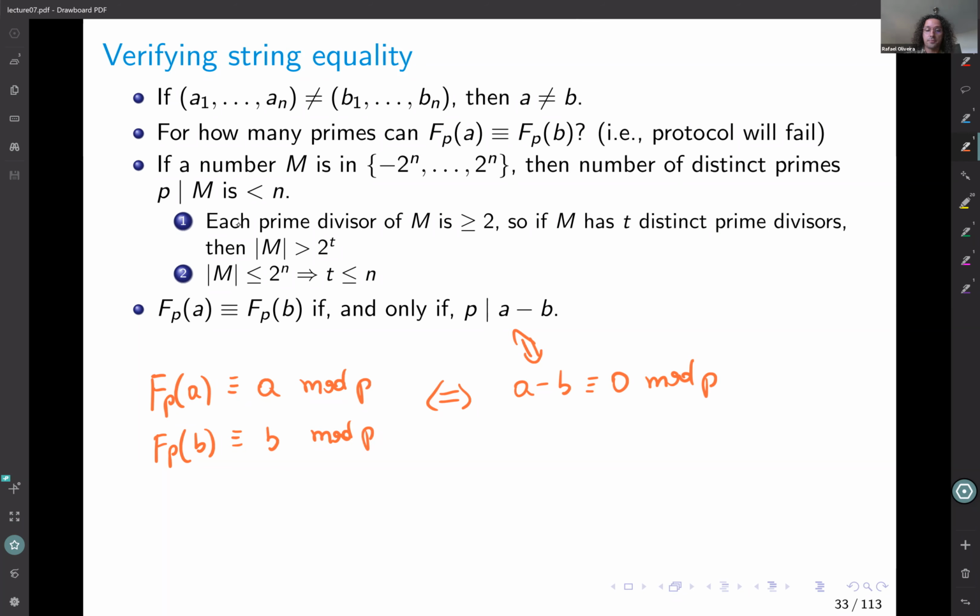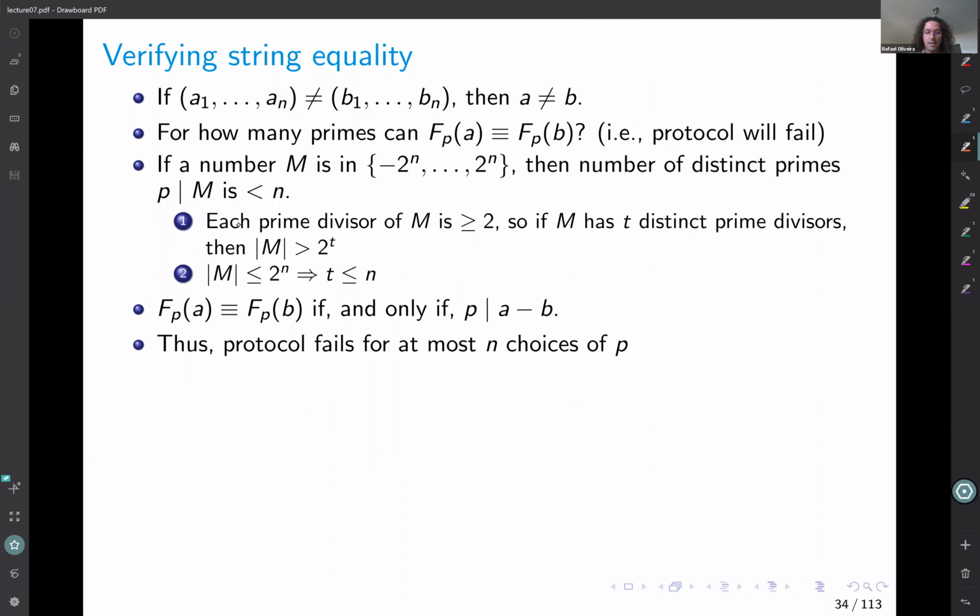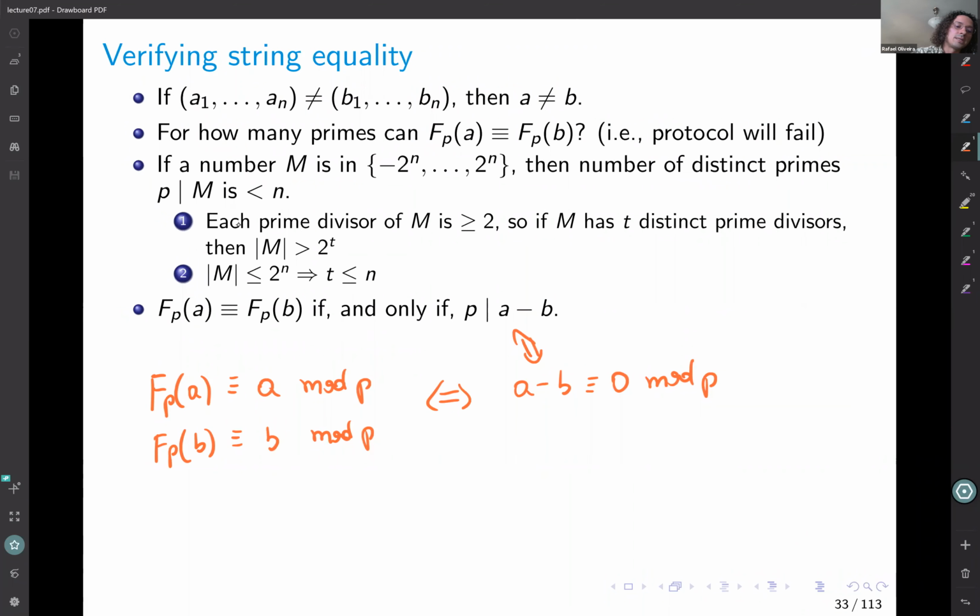Okay, so now what do we have? Let's just measure A minus B. What is A minus B? We know that A and B are both non-negative integers, and we also know that they're n-bit integers, right? So they are both between 0 and 2 to the n, which implies that A minus B is less than or equal to 2 to the n, and also greater than or equal to minus 2 to the n. Correct? So A minus B is a number between minus 2 to the n and 2 to the n.